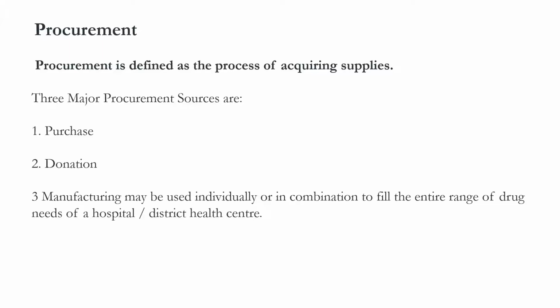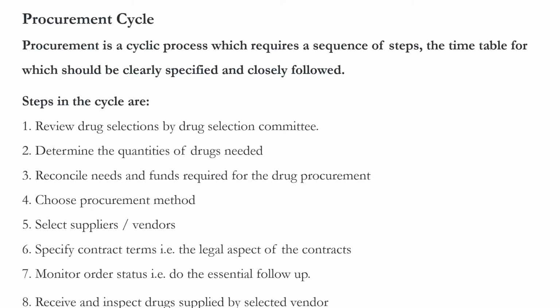During procurement, exactly the process of acquiring supplies, there are 3 major sources. It can come from purchase, from donation, or from the dispensary, district health center, or hospital. So it depends on the demand. The cycle of the procurement: procurement is a cyclic process which requires a sequence of steps to follow. And also there is a timetable for everything to procure from the market, which should be clearly specified and closely followed. These are the steps.